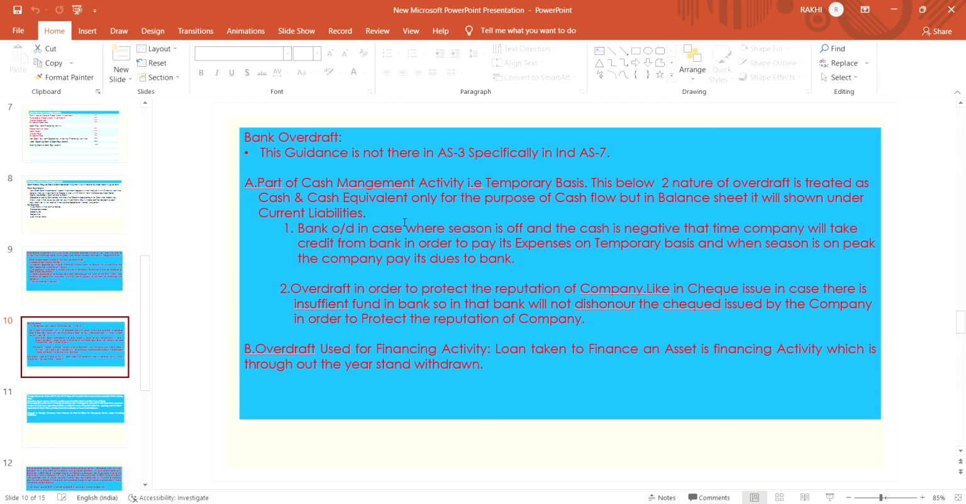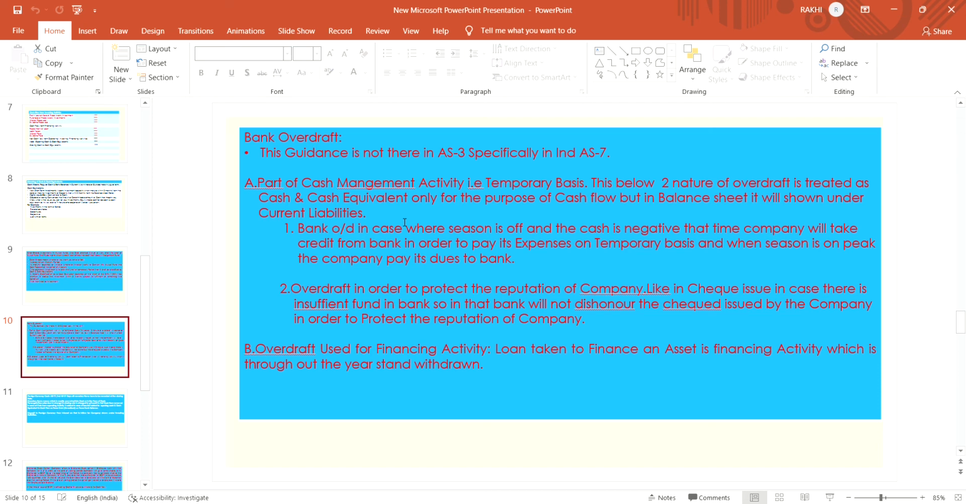For cash flow only, bank OD is treated as cash and cash equivalent, which is of a temporary basis or of the nature of cash management activity. If the bank OD is for any activity other than these two, it will be treated as a financing activity in cash flow and shown in the balance sheet as current liability.